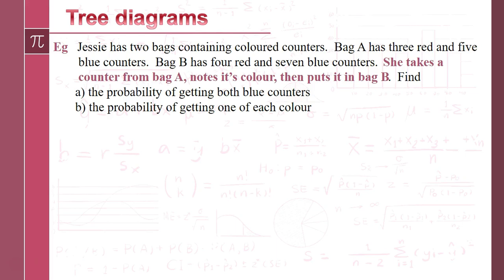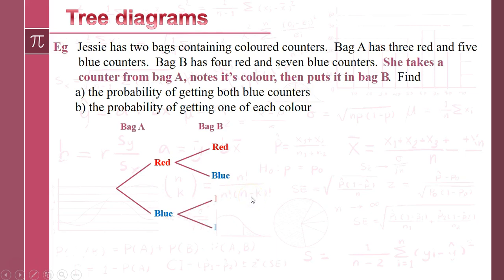Right, so what's going to happen with Jessie? She's going to take a counter from one bag and she's going to put it into the other bag. So what's going to happen is the probabilities are going to change. So here we go. So we've got bag A, red, blue, bag B, red, blue. Probabilities for bag A, straightforward.